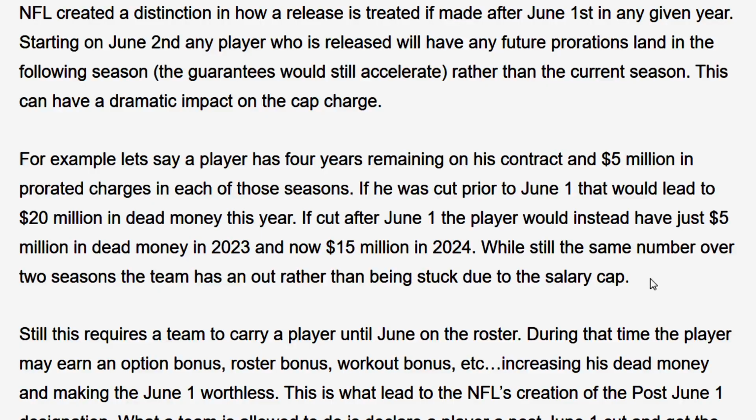So pretty much instead of having to do it this year, you can kind of push that money off to next year as long as you cut them post June 1st or you designate them for a post June 1st cut.